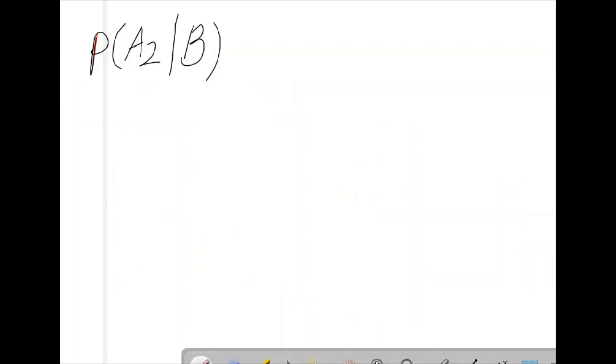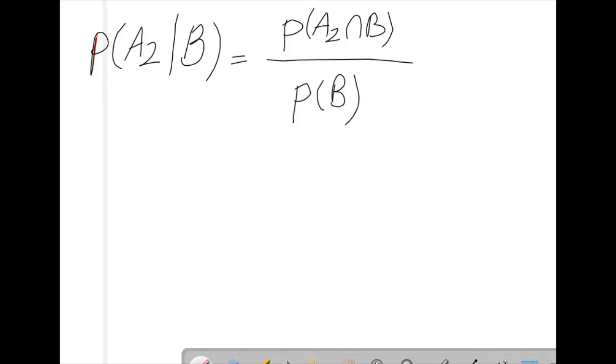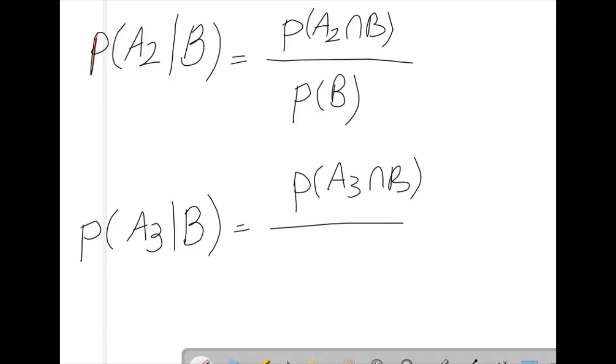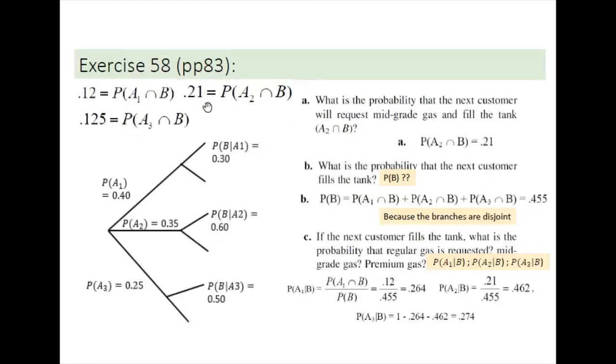So Bayes' theorem is a conditional probability. You should read the question several times to find the keywords. Understanding the question is very important. So it's the probability of A2 intersection B, and the last one, the probability of A3, meaning premium gas, given that the customer has filled the tank, is the probability of A3 intersection B over the probability of B. So the probability of B is 0.455 and this one is 0.21.